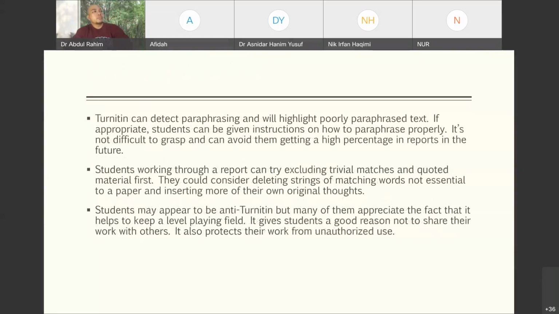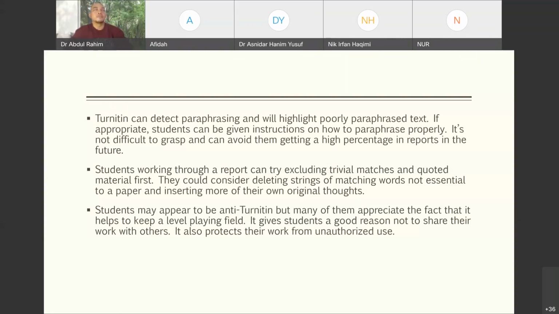They can detect paraphrasing and will highlight poorly paraphrased text. Okay, if appropriate, students can be given instruction on how to paraphrase properly. It's not difficult to grasp and can avoid them getting a high percentage in reports in the future. So paraphrasing is a skill that we have to master. Okay, even myself, when I do my research paper, I usually combine information from at least 3 papers into one paragraph combined with my idea.